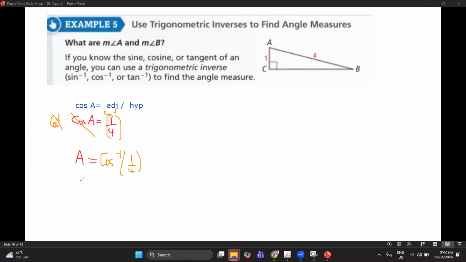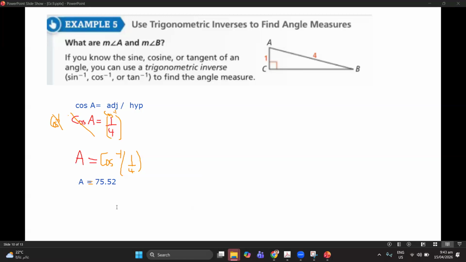Let's do it on the calculator. How can I do it with the calculator? Shift, cosine. Excellent. Then use the fraction, write 1 over 4, then press enter. 75.5. Excellent. So the measure of angle A will be 75.52. I have a question: how do we find the measure of angle A?